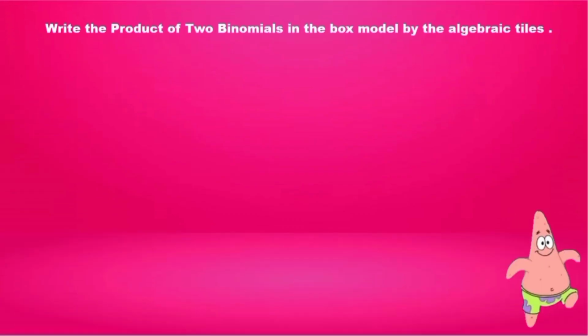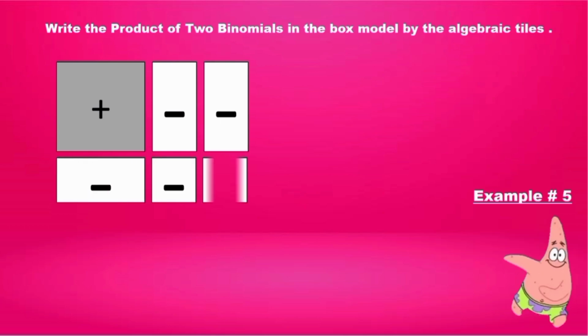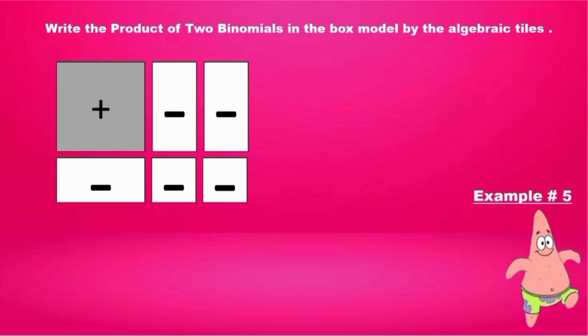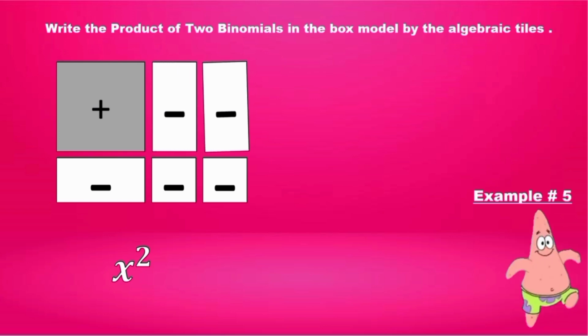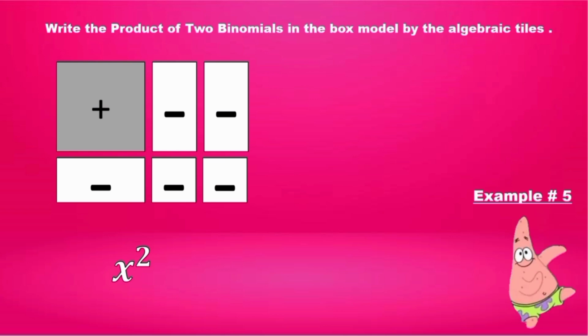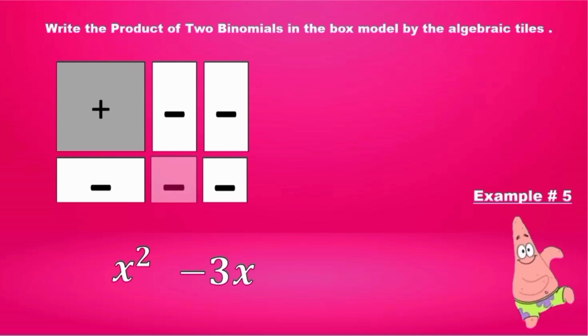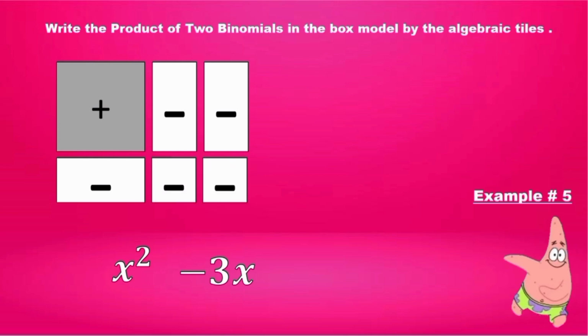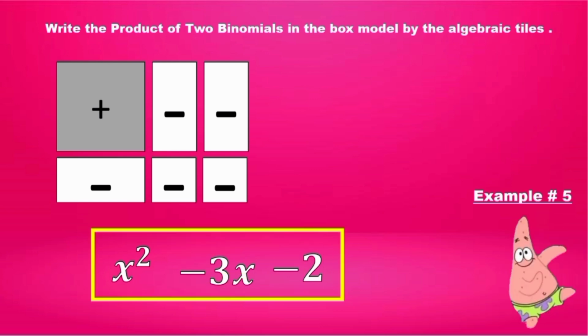And lastly, we have example number 5. Now here are the figures. Find the product. For our answer, we have 1 positive x squared. We have 3 negative x. And we have 2 negative 1. So our final answer is x squared minus 3x minus 2.